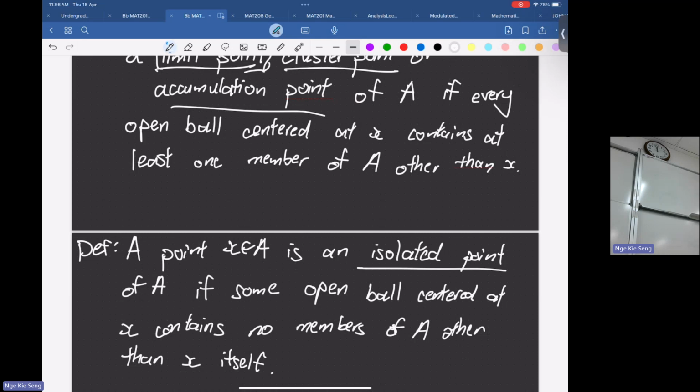Yes, slightly different. Yes, you're right. Yeah, slightly different.